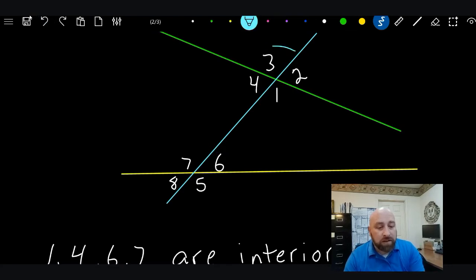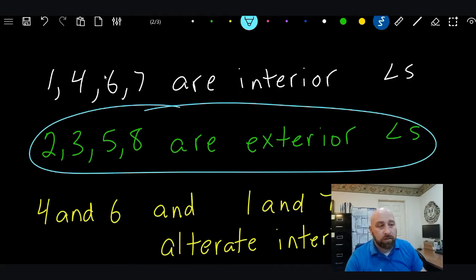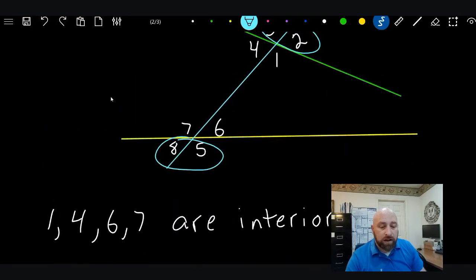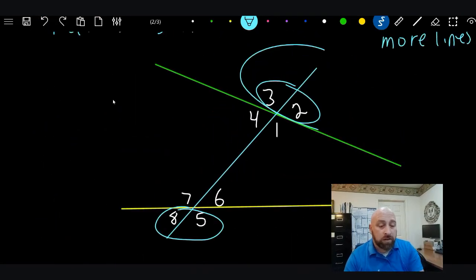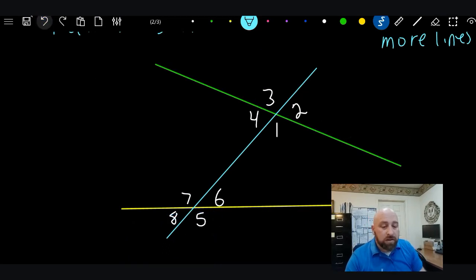Well, then obviously 2, 3, and 5, 8, if you look down here, those are what's called exterior angles. Okay, exterior angles. Why? Because they're on the exterior. They're on the outside of the lines. Okay, so interior and exterior. Very important that you understand that.